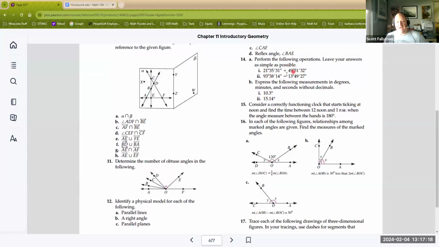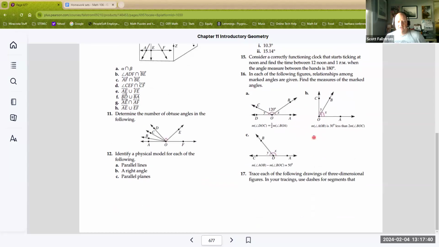A great one, adding and subtracting in degrees, minutes, and seconds, which is base 60. Pretty much guaranteeing you're going to have one of these on the test. The following measurement is in degrees, minutes, and seconds. Oh, this one's in decimal degrees. Convert it. Put that back into degrees, minutes, and seconds. So again, something that goes forwards and backwards, being able to do that.